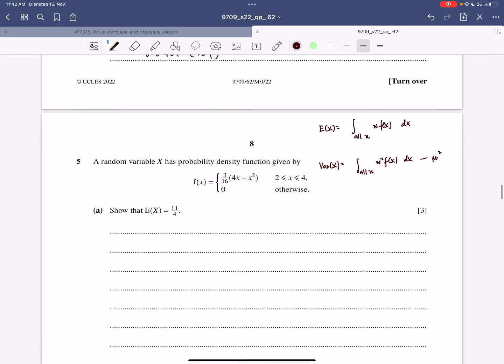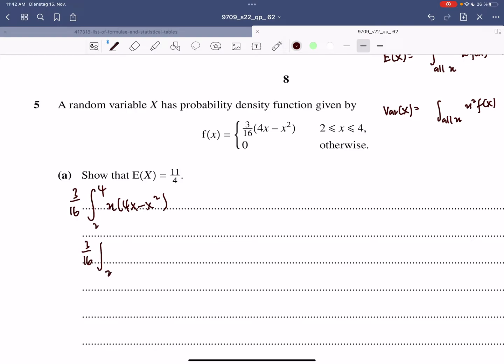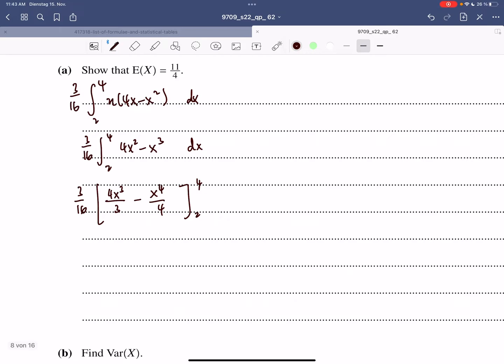Okay, so let's integrate it. Integration from 2 to 4, all x here means the entire interval, entire domain stated, which is 2 to 4. You bring the constant to the front, 3 over 16, and then I expand it first to make our integration a lot easier. We got 4x squared minus x cubed. I forgot dx. So you integrate, we get 4x cubed over 3 and so on. So substituting into the calculator, you will get 2.75, which is similar as 11 over 4.